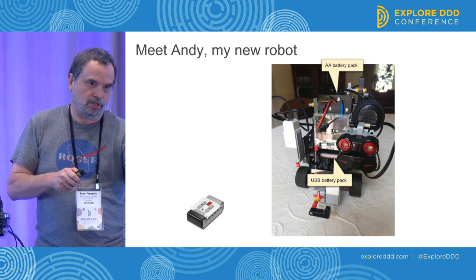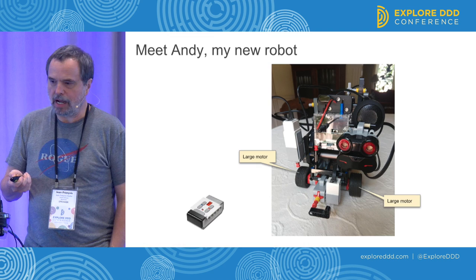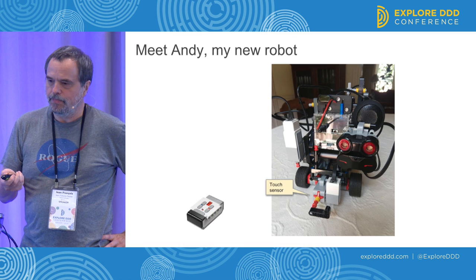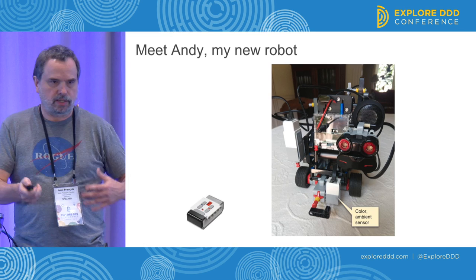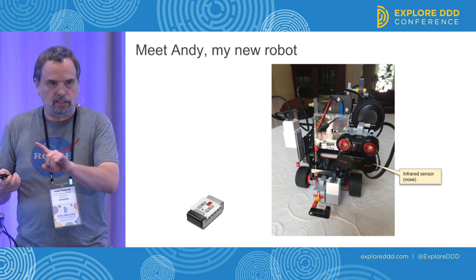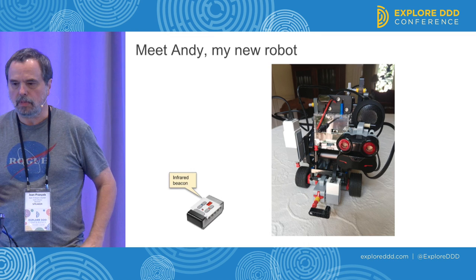All right. It has a speaker now. It has an external speaker. And it'll have two motors for going forward, backward, and turning. There's a medium motor which simulates the mouth. Whenever it chews, the motor runs. There's going to be a touch sensor to detect collisions. There's going to be a color and ambient sensor to detect how dark or light it is in the room and whether we're over the food, which would be a blue sheet of paper. There's an infrared sensor, and the infrared sensor basically locates the beacon, and the beacon simulates the scent of the food. Okay? There's an ultrasonic sensor to gauge how far it is from an obstacle. And, of course, the infrared beacon, but it simulates bacon.